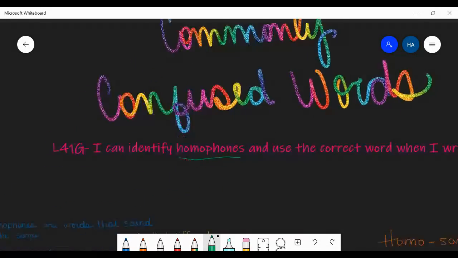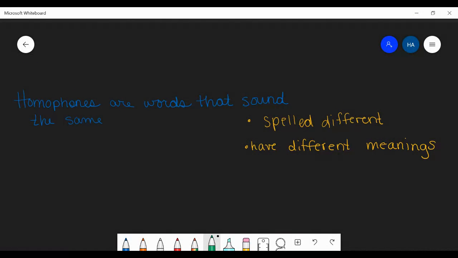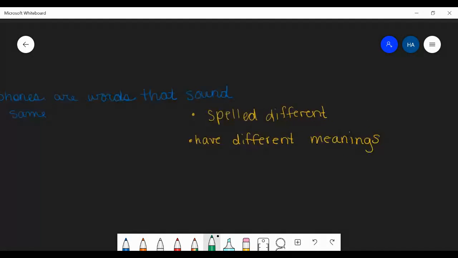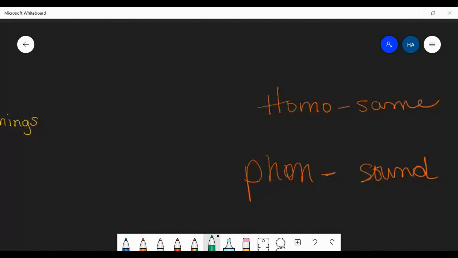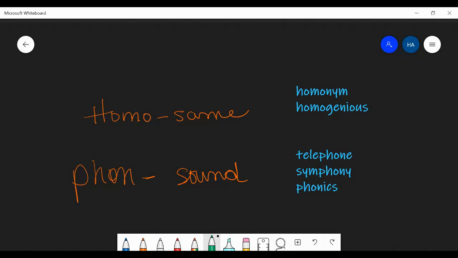So you're probably asking yourself, what exactly is a homophone? Homophones are words that sound the same, but they're spelled differently and they have different meanings. And because you guys know that I am a big nerd about words, a word nerd, I broke it down even more. So these are the Greek roots for the two parts of the word.